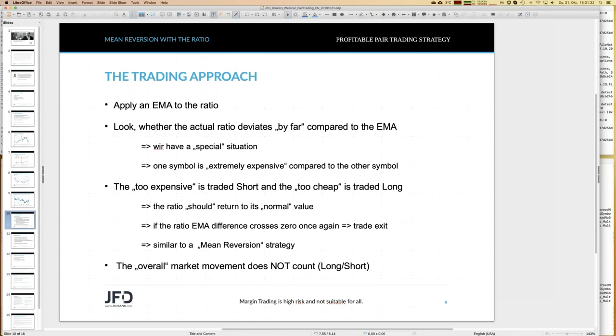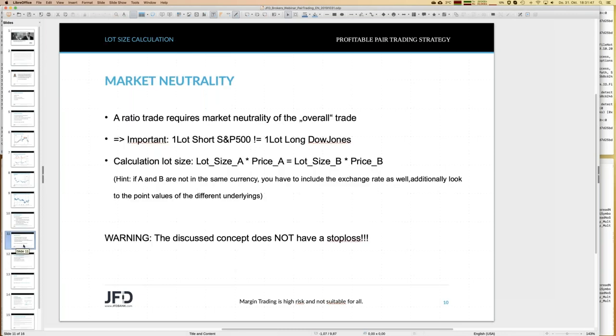The other good thing overall is, in this case, the overall market we don't care about. Think about Dow Jones and S&P 500, then it's easier to realize what I mean with market neutrality. And that's exactly what we have to introduce here as well, because finally we want to open two trades, but those two trades have to be market neutral. Therefore I use here the example of S&P 500 and Dow Jones. You know that the two prices are totally different by about a factor of 9 or 8.